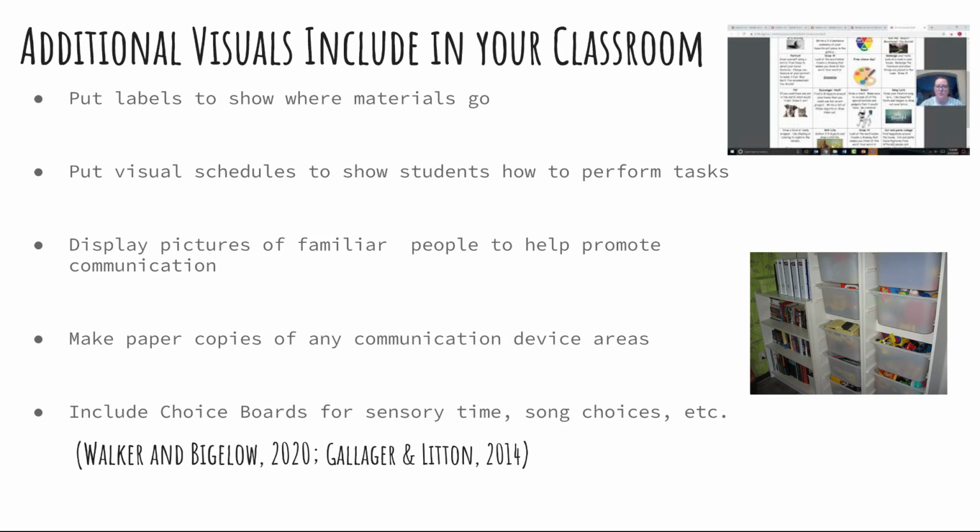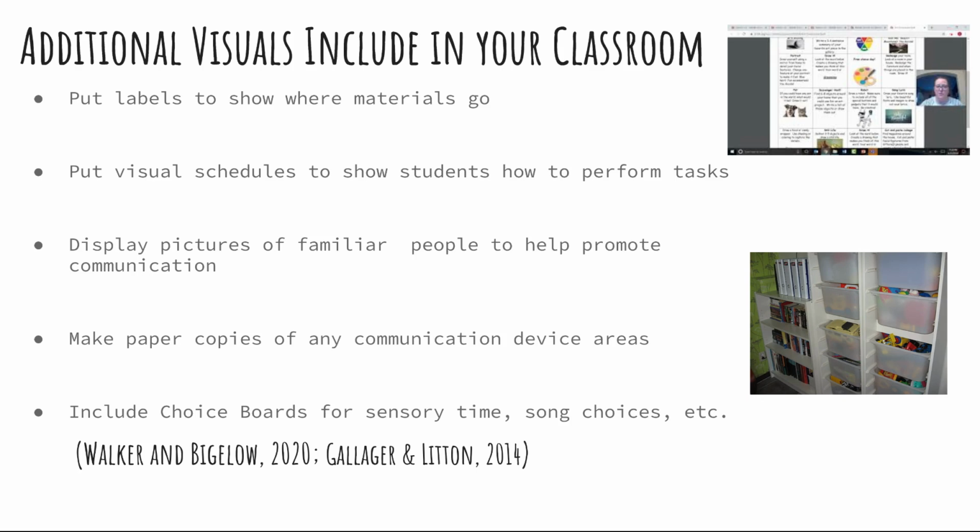It's really nice to have paper copies of communication devices all around your room. So if you forget it or you don't have it, your non-speaking kids can communicate with you there. And it's also really nice to have something called a choice board for different activities that you do around the classroom. So a choice board is basically a piece of paper, and we'll talk about this more in our AAC class. It basically has a list of options for you to choose things for.